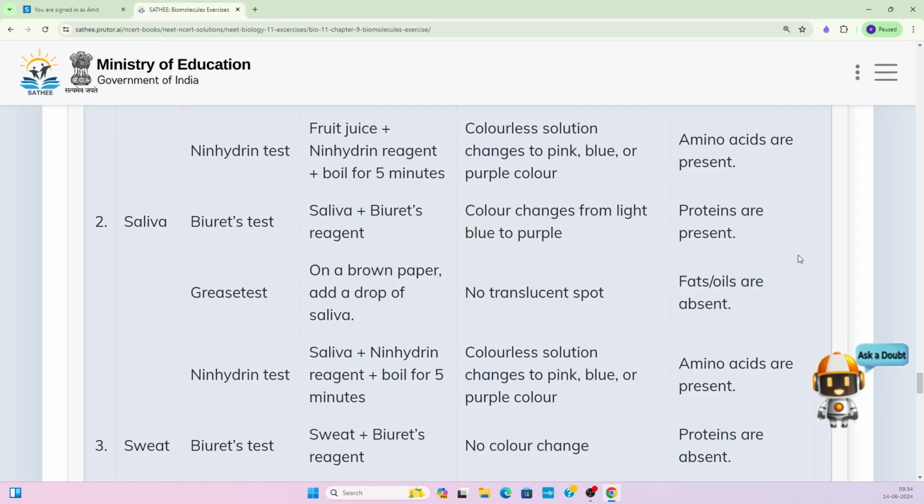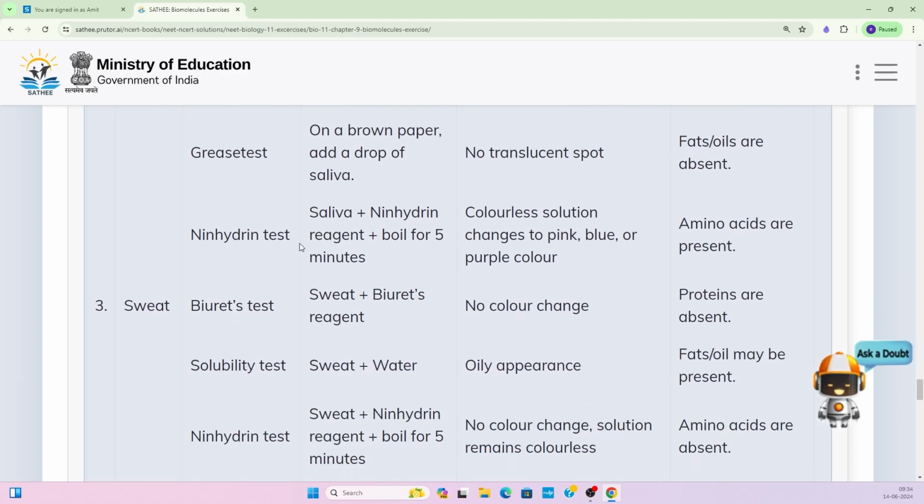Grease test: on a brown paper, add a drop of saliva. No translucent spot is there, so fats and oils are totally absent. Ninhydrin test: saliva, ninhydrin reagent, boil for 5 minutes. The colorless solution changes to pink, blue, or purple because again the protein, the enzymes, is there, and when you heat it, it is broken down into its respective amino acids. So it gives a positive ninhydrin test. The colorless solution can change to pink, blue, or purple depending upon the type of amino acid it has. So amino acids are present in that case.